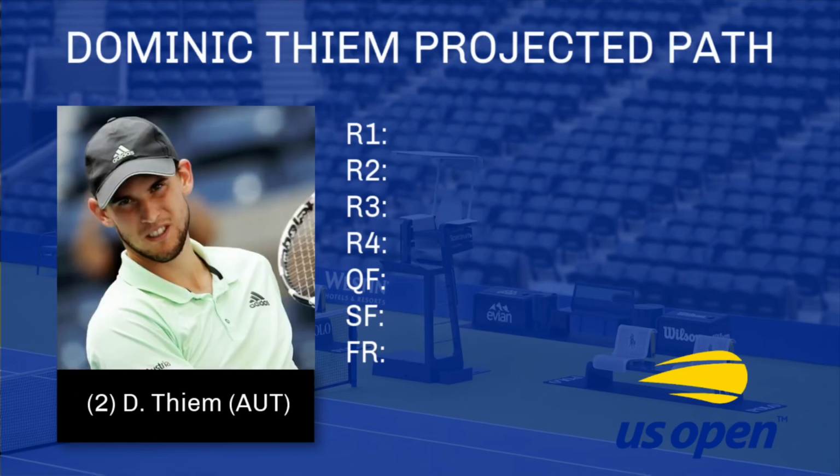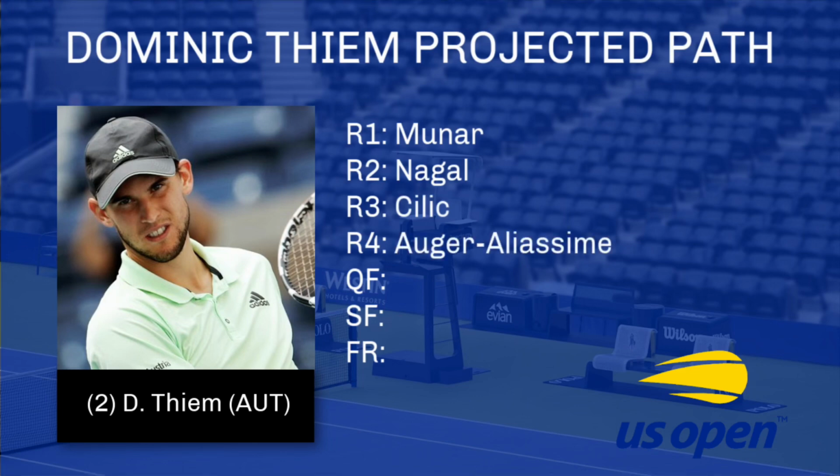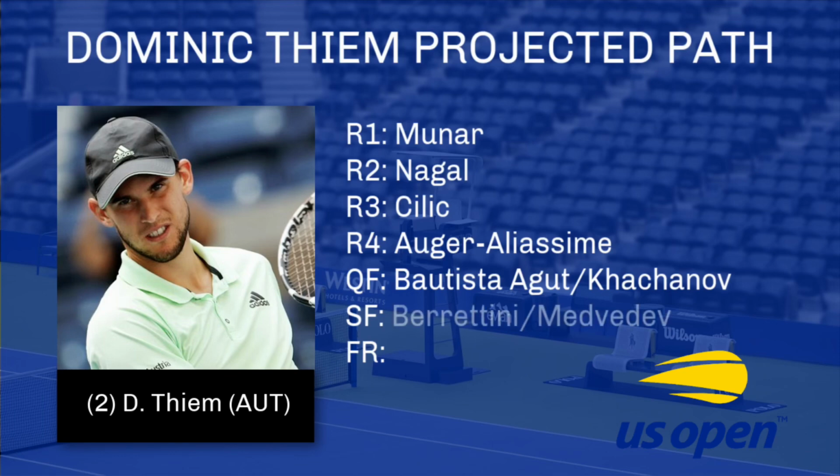Second seed Thiem will face Germain Munar, then likely Sumit Nagal in the second. The third round sees him squaring off against former champion Marin Cilic. After that, it's young Canadian Felix Auger-Aliassime, and in the quarters, it will be either Bautista Agut or Karen Khachanov. The final four has him playing either Berrettini or Medvedev, and in the finals, Djokovic or Tsitsipas.